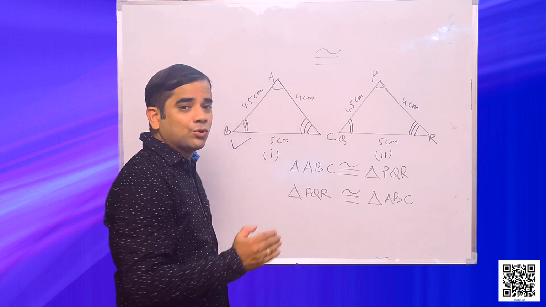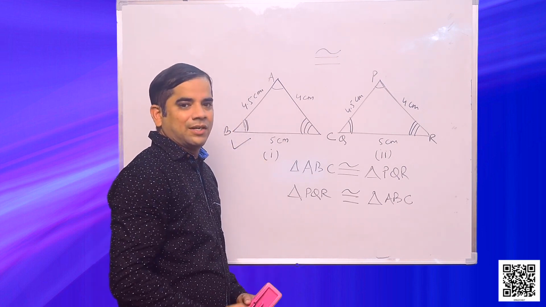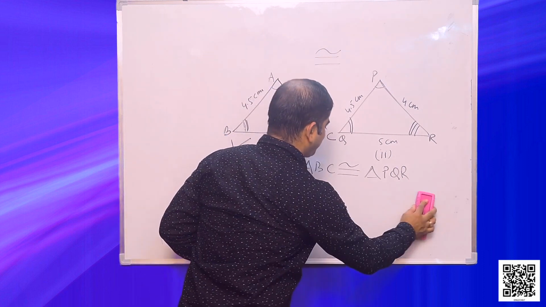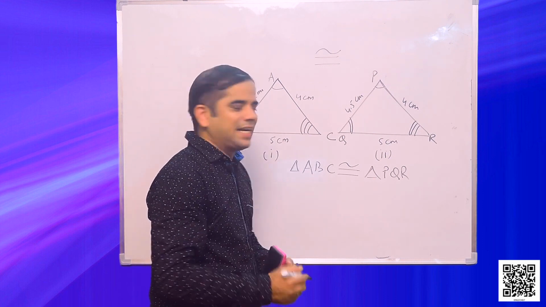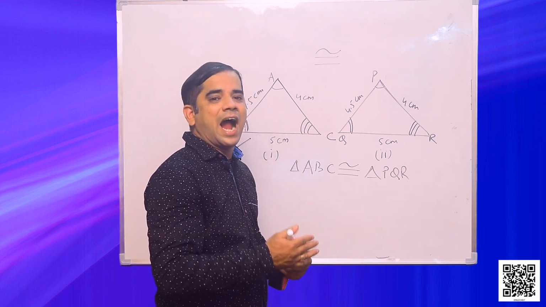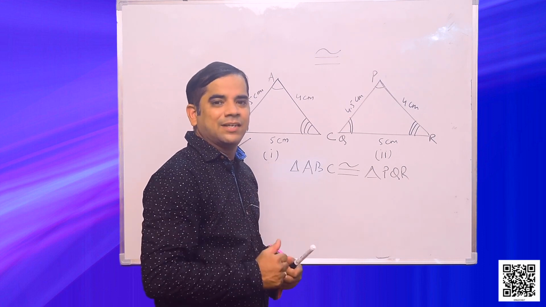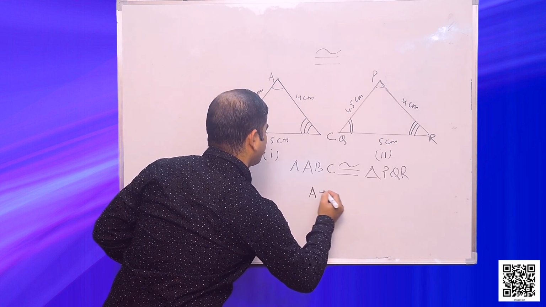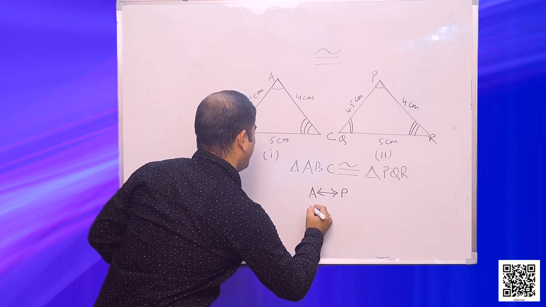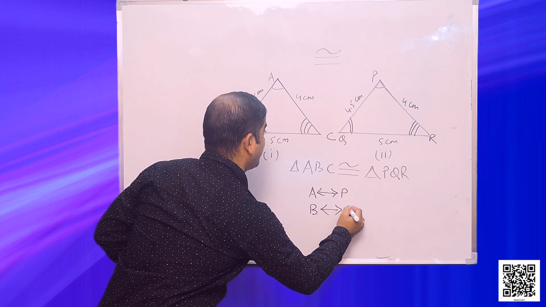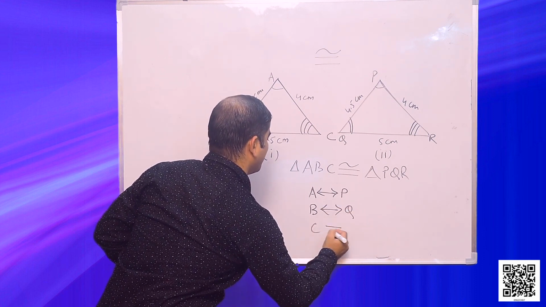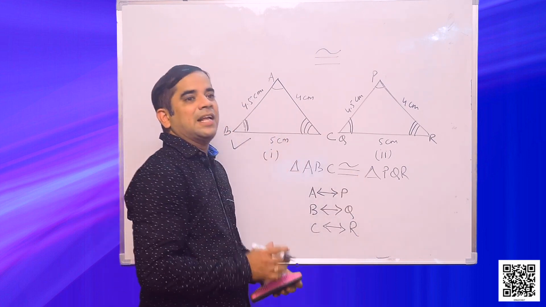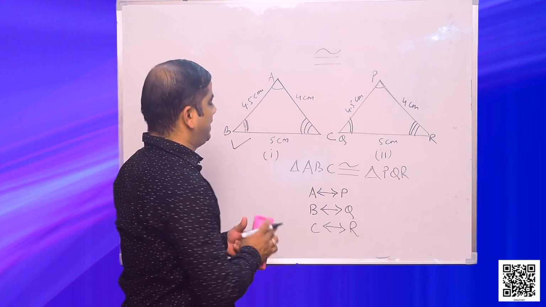So we have to maintain this sequence. That means we can say that these are corresponding sides and corresponding angles. Okay. So in this case, A corresponds to P, B corresponds to Q and C corresponds to R. So if I change the sequence, the representation of congruency will be wrong.